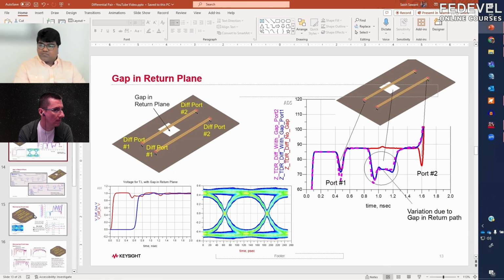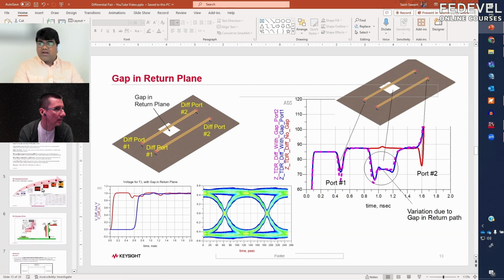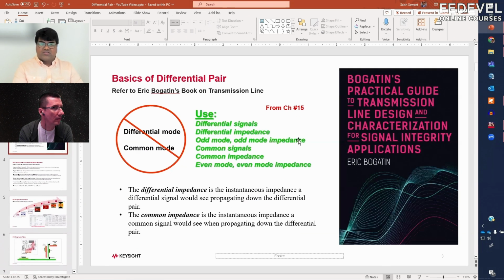Yeah. So that was it, and then the main slide that I can bring up is this one. Okay, the few images that I showed and all of that were from Eric's book, and this is chapter 15. Okay, there is nothing as differential mode or common mode, even though we were using mode conversion. But let's say that, hey, there is differential signaling, differential impedance, common signaling, common impedance.